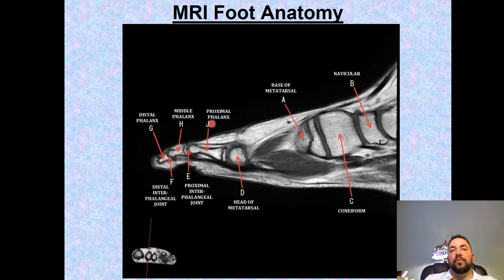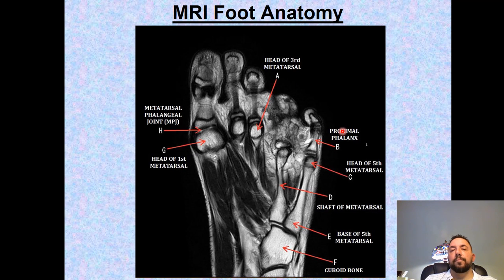Getting into the MRI of the foot: distal phalanx, middle phalanx, proximal phalanx, and the distal and proximal interphalangeal joints. The head of the metatarsal versus the base. Again, base is always proximal, head is always distal, the navicular and the cuneiform.